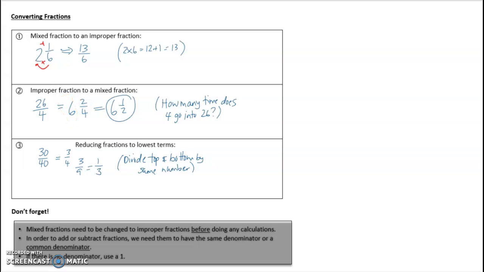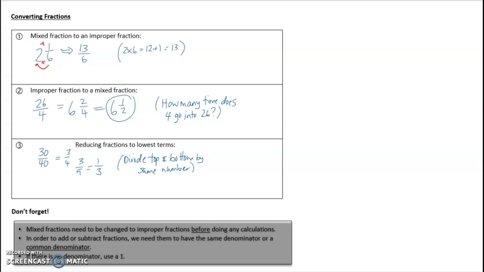And then we have 2 left over, right? Because 6 times 4 was 24. So we had 26 to choose from. So 26 minus 24 leaves us with 2. And our denominator is 4, so it stays 4. But then notice that this is 2 over 4. We can actually reduce that into simplest terms. And 2 over 4 is the same thing as 1/2. So we can rewrite that as 6 1/2.